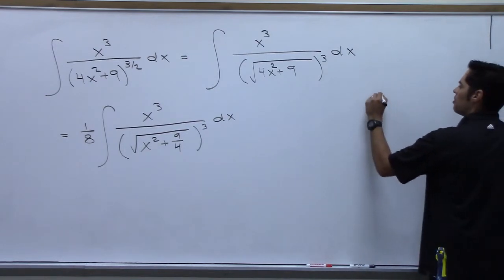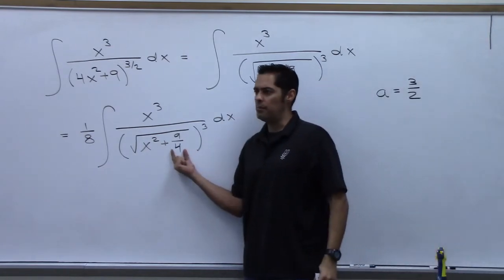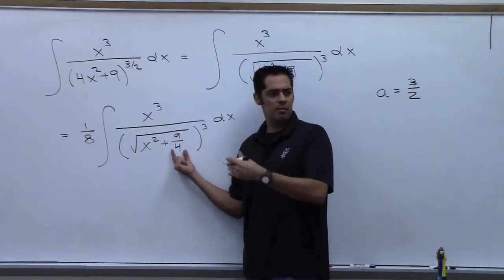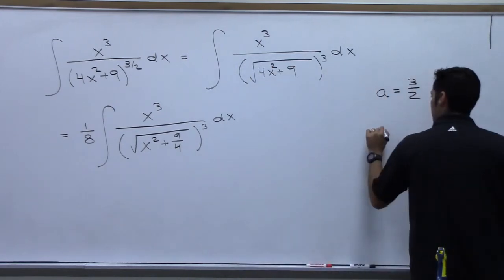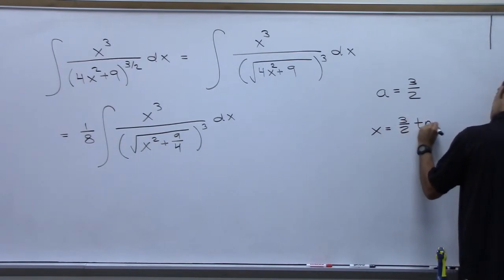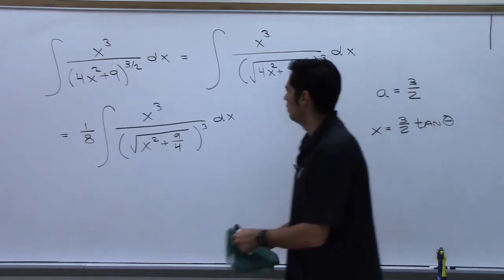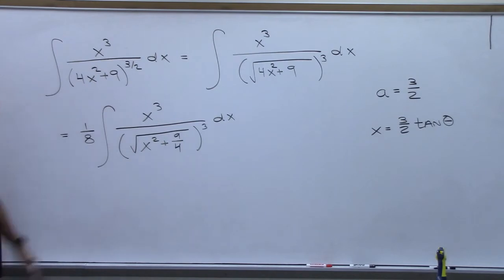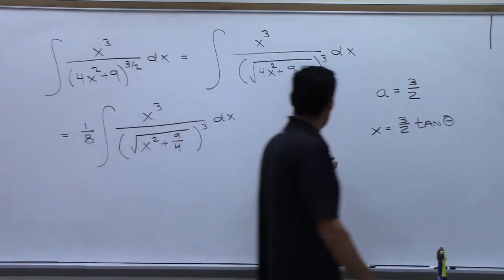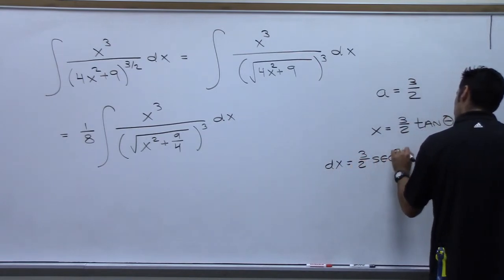What's a for me here? I should write down what a is. 3/2, right? It's the square root of this number. So square root of 9 is 3, square root of 4 is 2. So 3/2. So my trig sub is going to be, x is going to be a tan theta again, right? You can go through all the work, take the derivative over here. Derivative of x is 3/2 secant squared theta d theta.